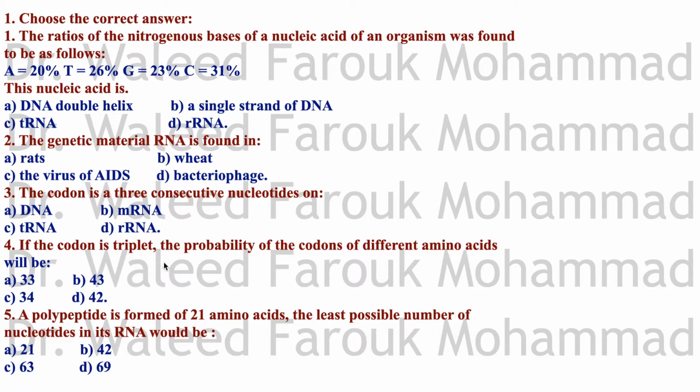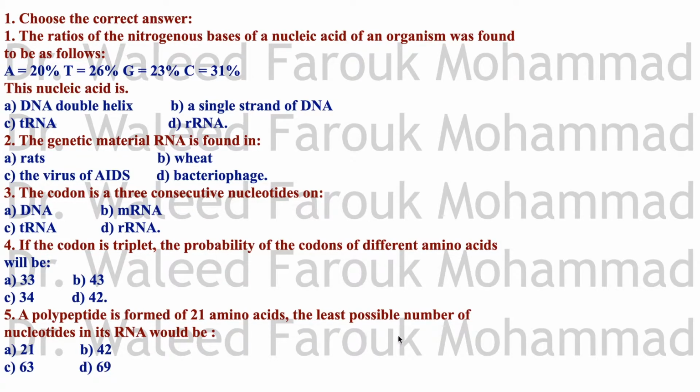If the codon is a triplet, the probability of the codon of different amino acids is 4 cubed, 4 to the power of 3. Okay, this is not 43, this is 4 to the power of 3. If it was not a triplet, if it was 2 nucleotides, it will be 4 squared, but it's 3 nucleotides in the codon, so it's 4 to the power of 3.